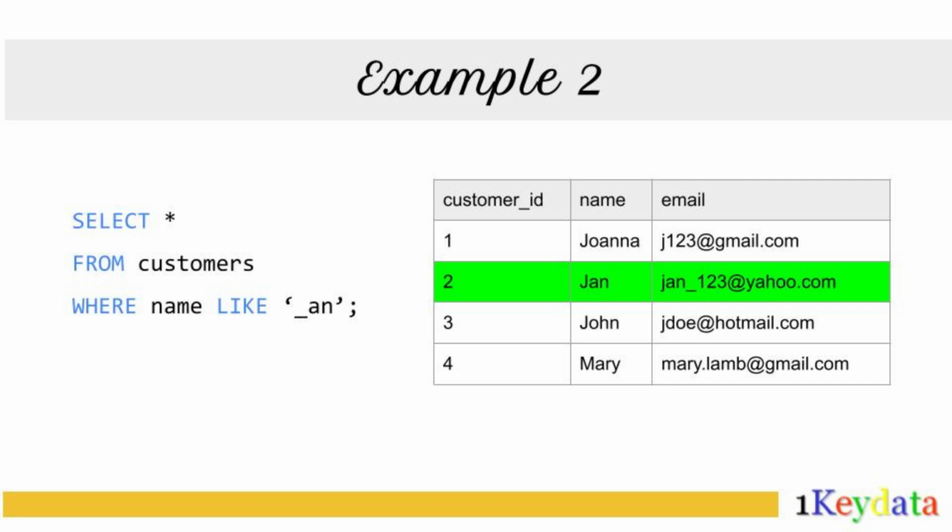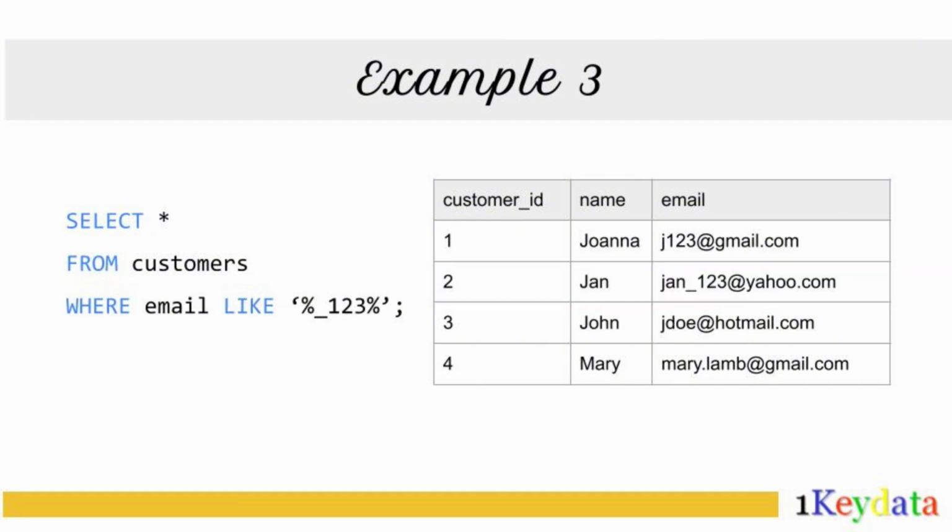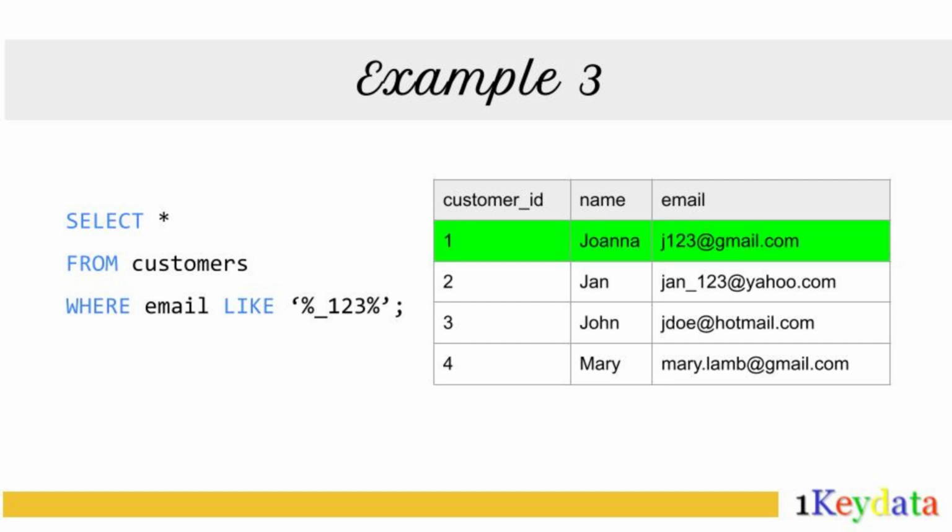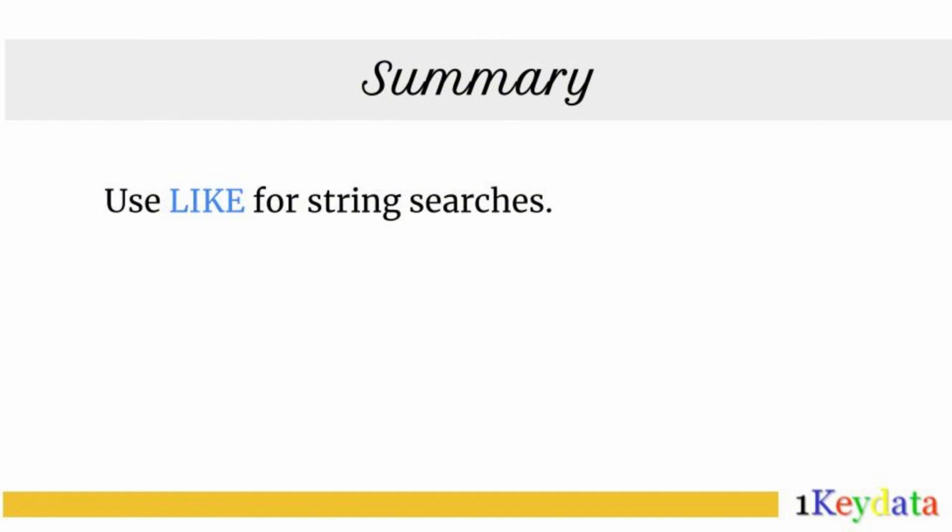You can combine wildcards for more complex searches. Here, LIKE '%_123%' matches emails containing 123 with at least one character before it. Both j123@gmail.com and jan_123@yahoo.com are matches. To summarize, wildcards with LIKE are your go-to tool for flexible and efficient string searches.